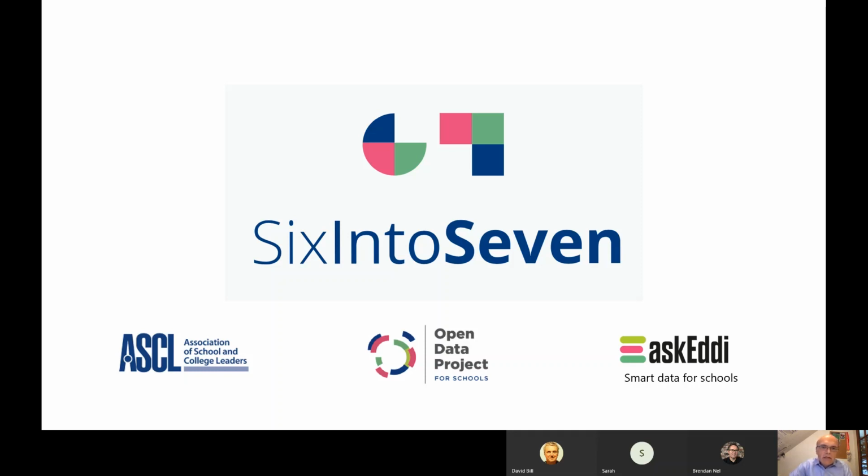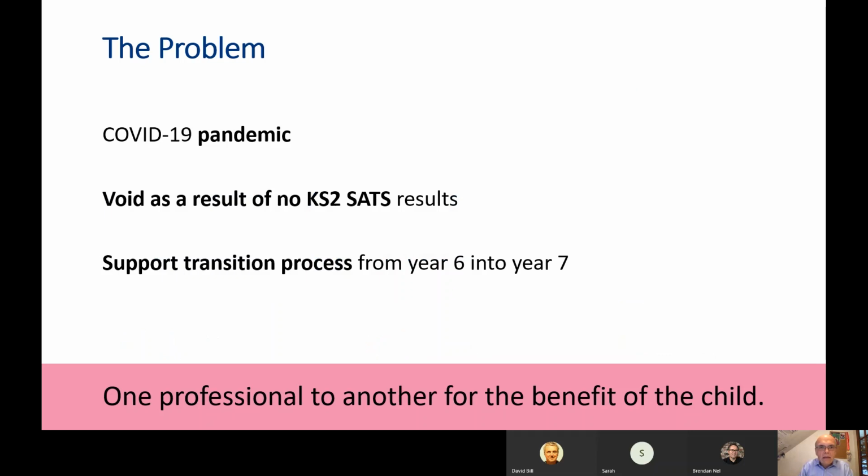So as part of our open data project, we were looking at how we could support the learning of youngsters as they move from year 6 to year 7, and to support the secondary school so that they could understand that information better. So we were ready to go with that, and then lo and behold, COVID-19 struck, and that led to all sorts of questions and problems and issues with transition.